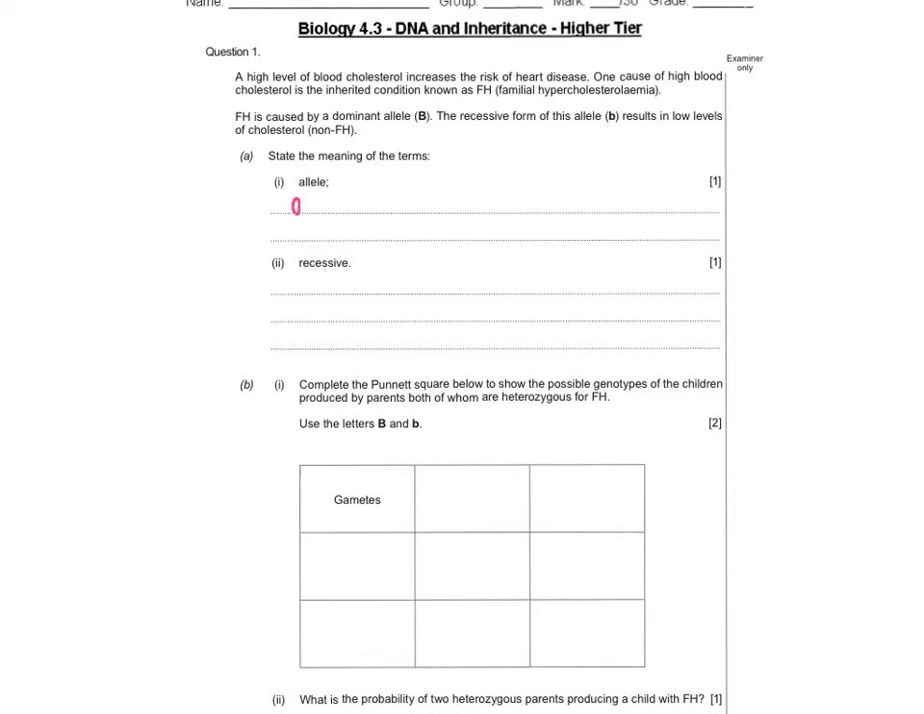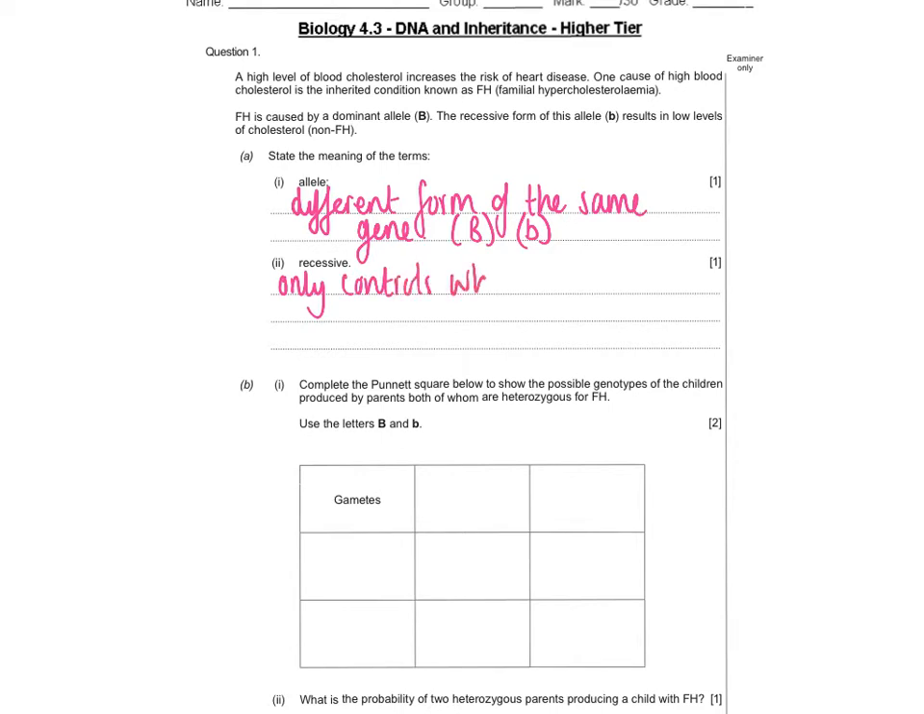So an allele is a different form of the same gene. So another word we're looking at is the allele, is it a big B or a little b? Then the recessive only controls when the organism possesses two alleles. Okay, so it'll only control when we have little b, little b.